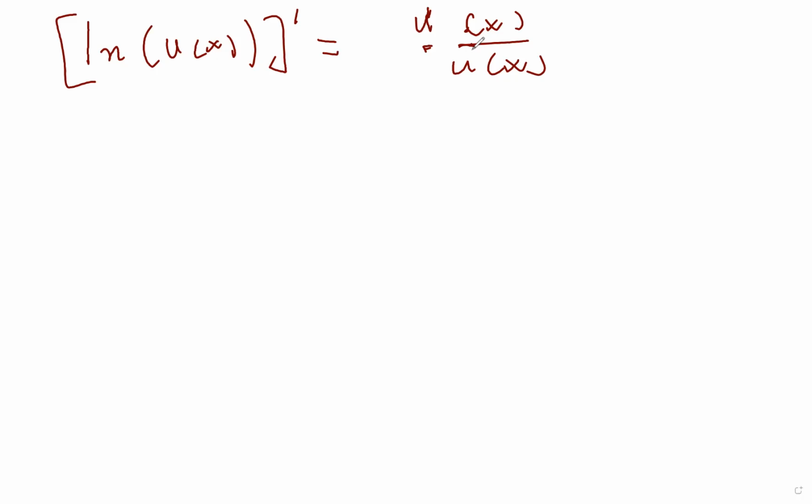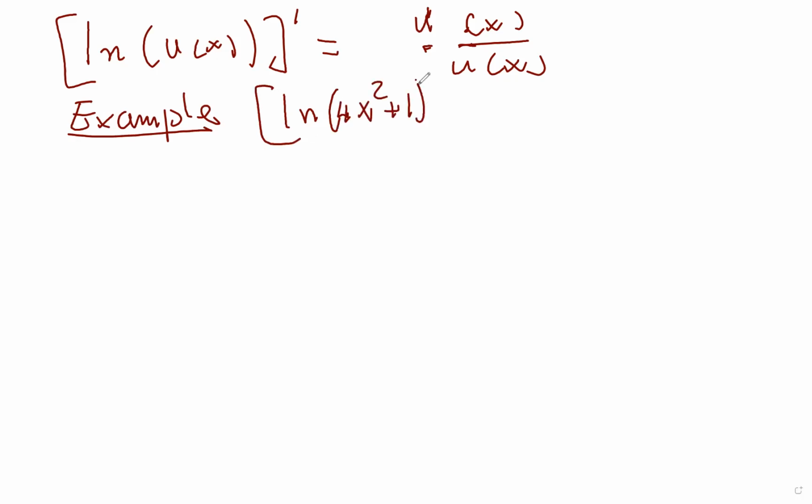And as an example, I will give a simple one. We have, for example, the derivative of ln of 4x squared plus 1. This is equal to, so this is u of x, u in the denominator, which is 4x squared plus 1, and in the numerator, the derivative of 4x squared plus 1, which is 8x.